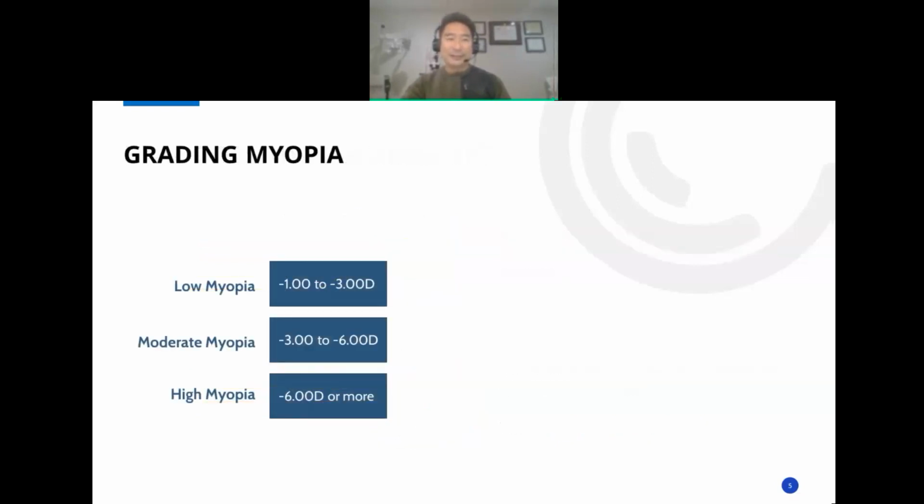With myopia, we have different types. Low myopia is usually between -1 and -3, moderate is between -3 and -6, and if you're high myopia, beyond -6, that's when the trouble happens. We want to keep our patients as low as possible in terms of myopia.